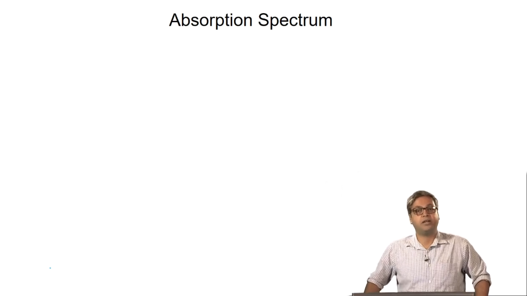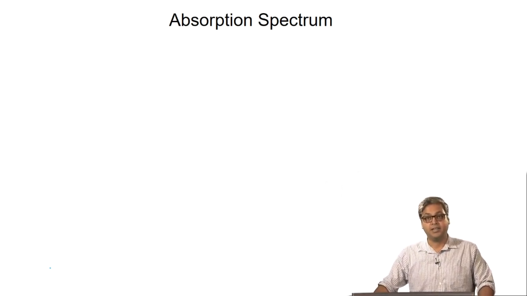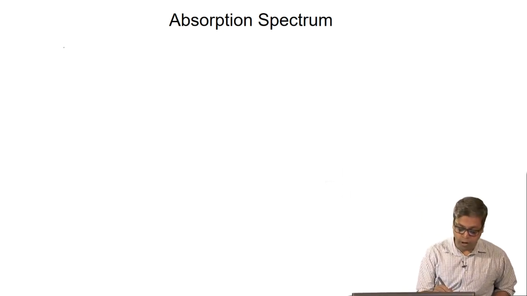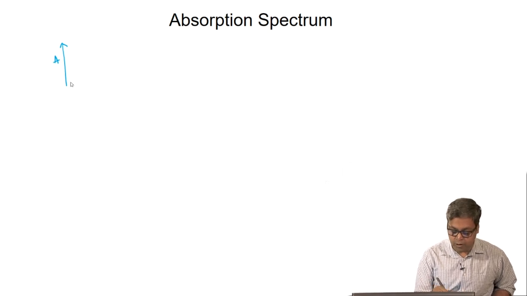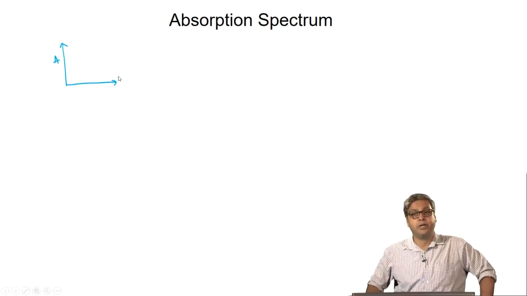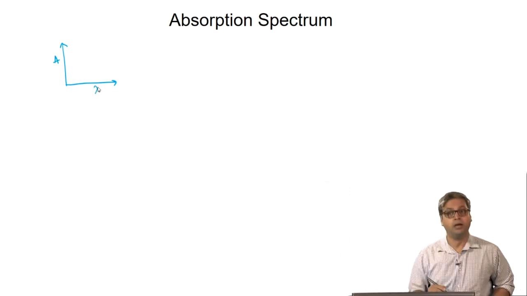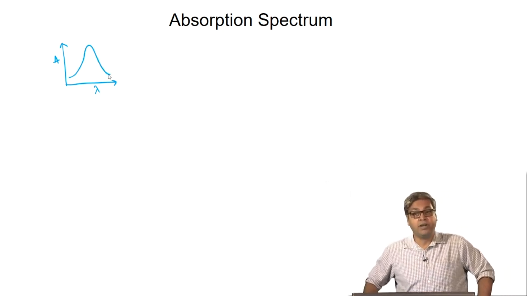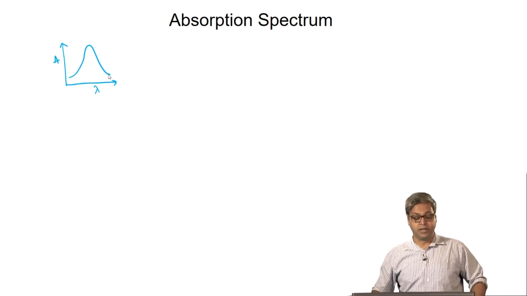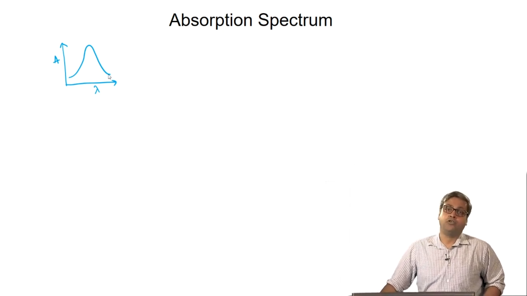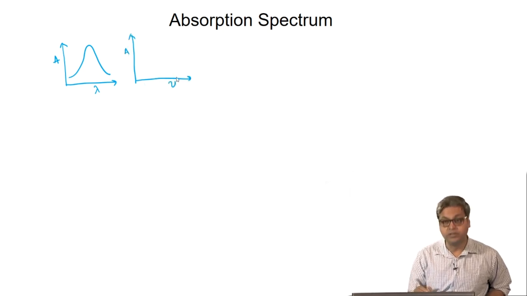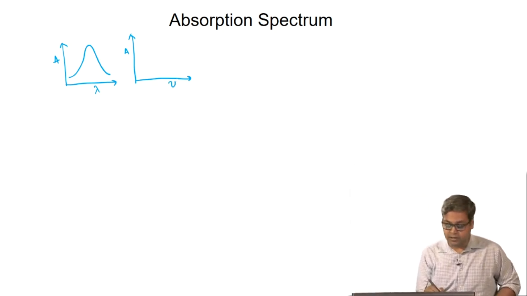Hello everyone, welcome to this lecture. In the last lecture, we have discussed how we can obtain an absorption spectrum. We had mentioned that if we plot absorbance obtained from a spectroscopic experiment against wavelength lambda, we can obtain an absorption spectrum. Although conventionally, absorbance is plotted against wavelength, we can also plot absorbance against frequency as these are interchangeable.